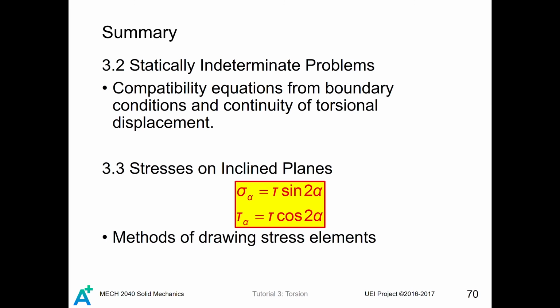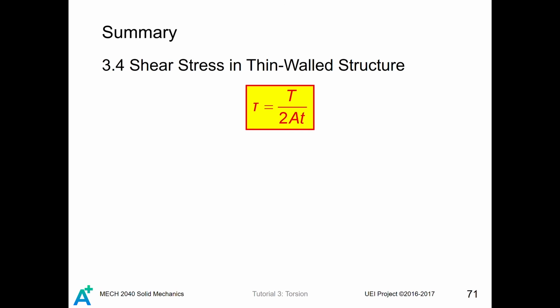We also dealt with a statically indeterminate problem of pure torsion. Besides, we learned about the stresses on inclined planes, as well as the method of drawing stress elements, especially how you can determine the direction of the stresses on an element. Finally, we discussed a theory which helps us derive the shear stress in thin-walled structures: tau equals T divided by 2At.